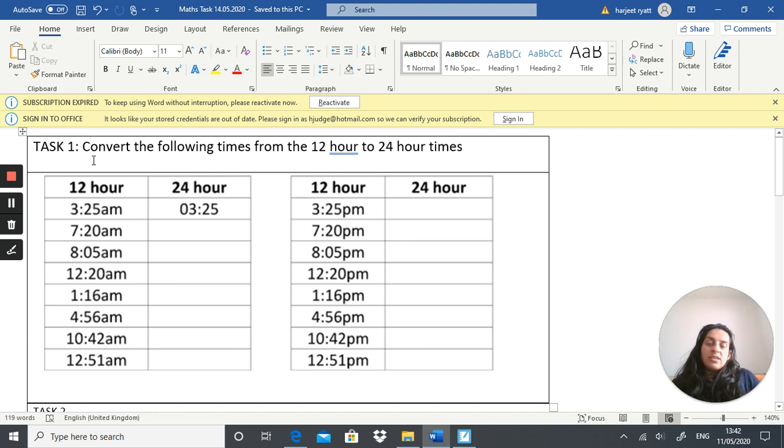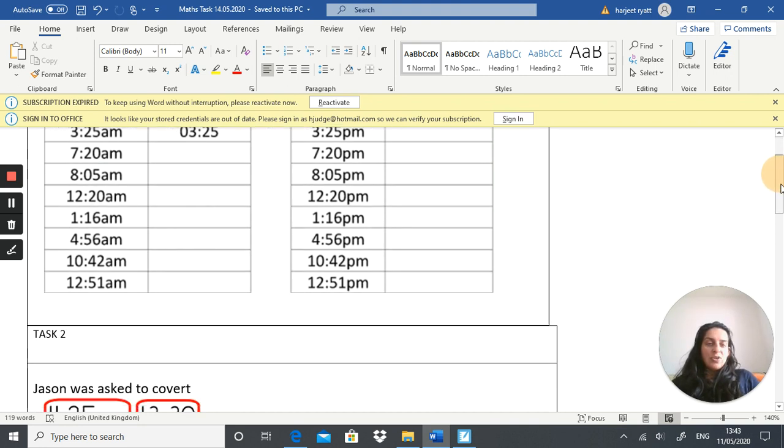So task 1 is asking you to convert the following times from the 12-hour to 24-hour time. So here's a 12-hour time, and you need to write the time in the 24-hour version here, and the same thing, the same task, just need to do it once. I'm going to use a strategy to discuss.